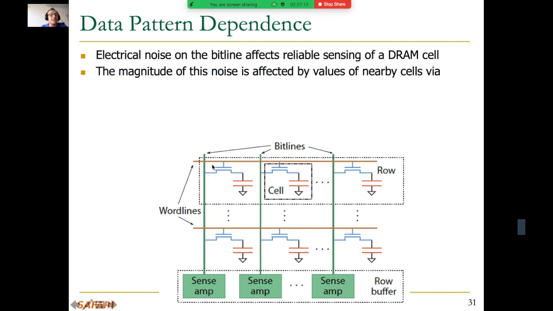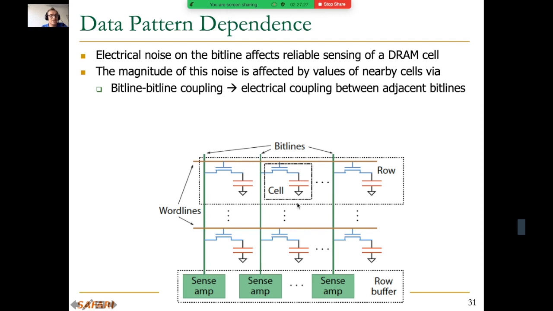And this perturbation causes electrical noise on the bit line. And that electrical noise actually affects the reliable sensing of this DRAM cell itself. And the magnitude of that noise is affected by the values of the nearby cells. So basically, nearby cells affect this cell. So why? Because you have bitline to bitline coupling. There's electrical coupling between adjacent bit lines over here. The value in these cells affects what's happening in this cell.